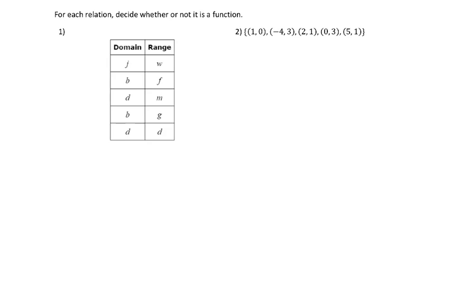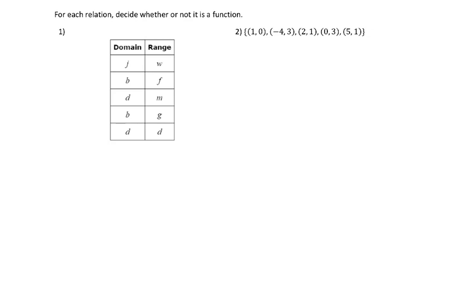Hey everyone, so for this video we're going to look at how we can decide whether or not a relation is a function. So before we get started, remember a function means that for every x value it only corresponds to one y value. So for every input you only have one output. And so one of the easiest things to do when you're trying to determine if a relation is a function is to just look at your domain values.